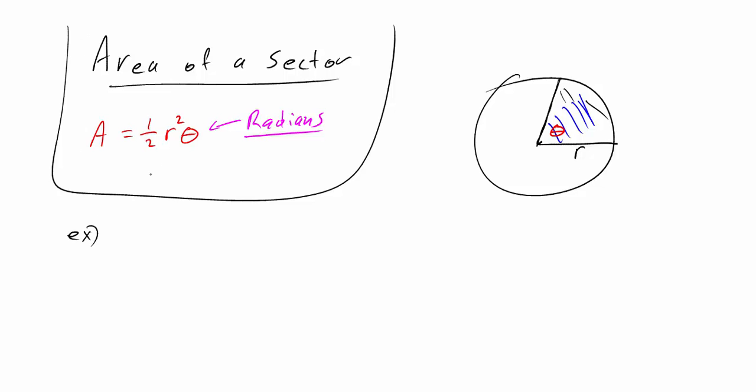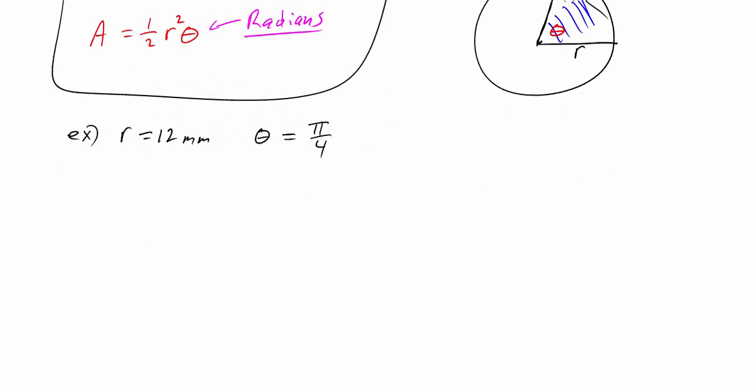This is fairly straightforward. Just plug in to find the area. All you need to know is the radius and the angle. So if you're given that the radius of the circle is, let's say, 12 millimeters, and the angle that is formed is pi over 4. Now we're in luck here because the angle is already in radians, so we do not have to worry about changing the angle to radians.